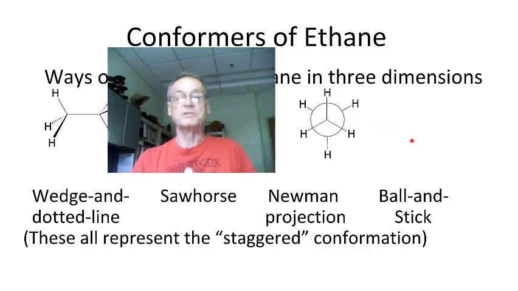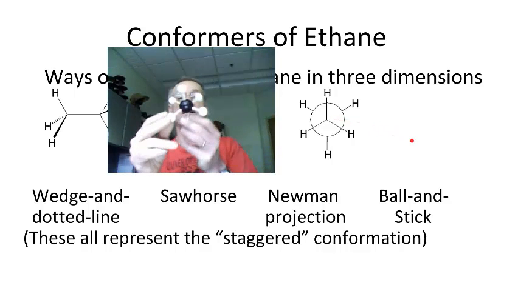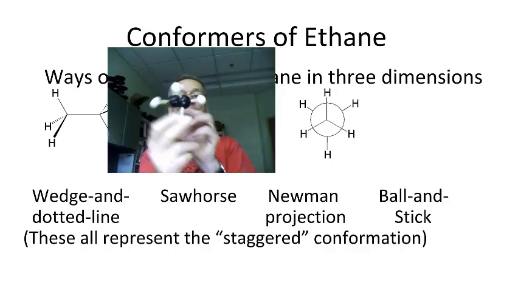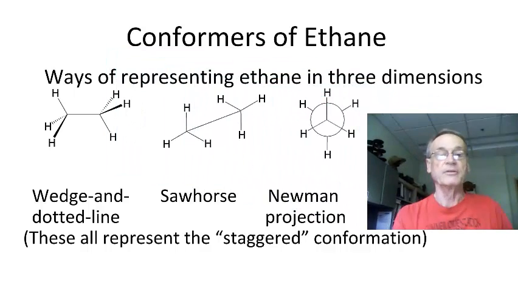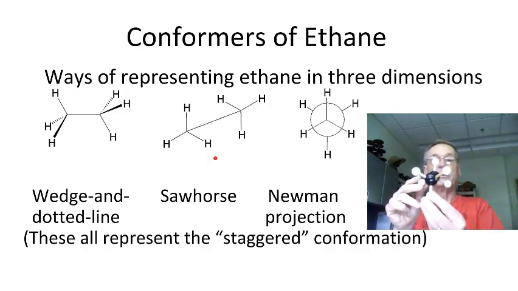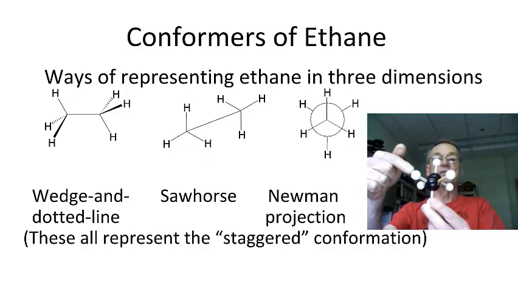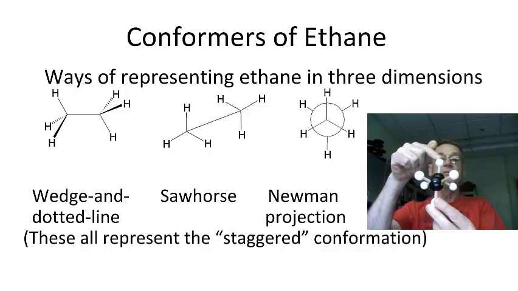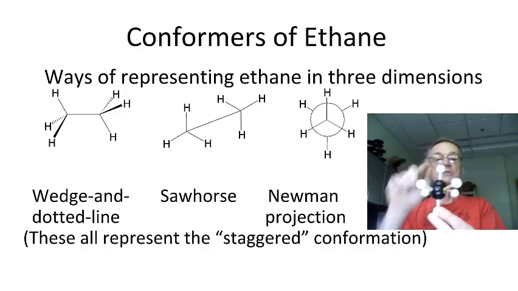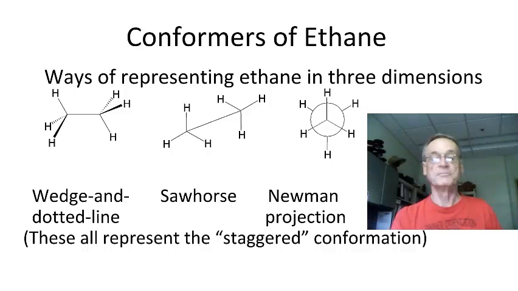And then we have the ball and stick models, which there are examples of online that you can see pictures of. I just made a model of the ethane here. Now these structures all represent what's called the staggered conformation, because if you look down the bond, you'll notice that hydrogen on the front carbon, then hydrogen on the back carbon, then hydrogen on the front carbon, then hydrogen on the back carbon as you go around. So this is what's called a staggered conformation.